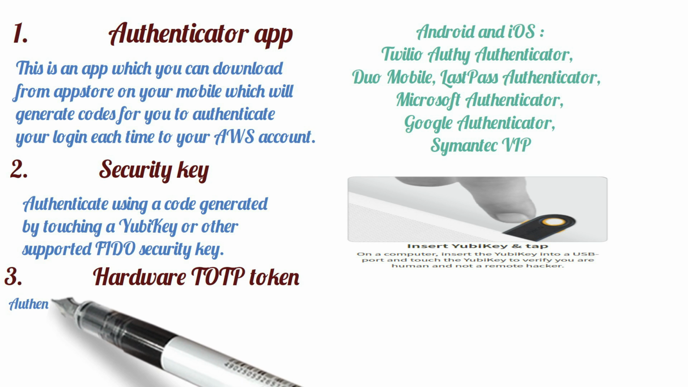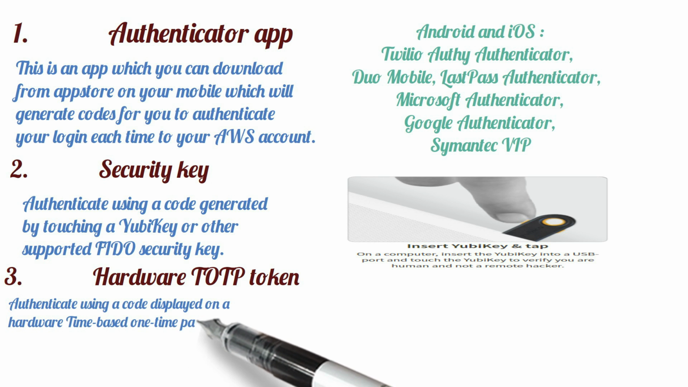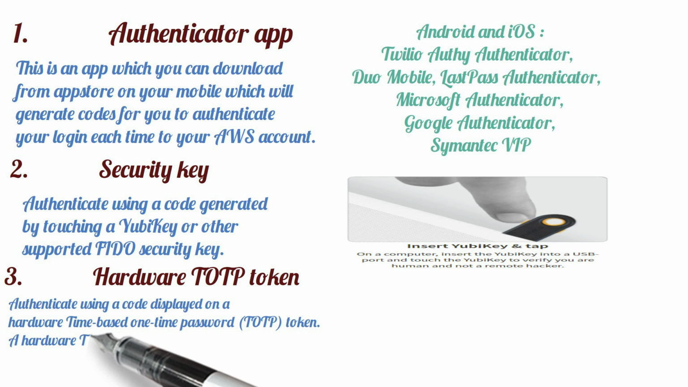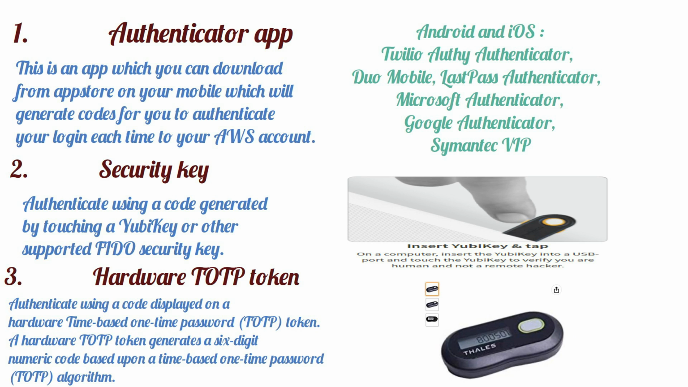Third one is the hardware TOTP token, which will authenticate using a code displayed on a hardware time-based one-time password token. A hardware TOTP token generates a 6-digit numeric code based upon a time-based one-time password algorithm. These are provided by Thales, a third-party provider. These tokens are for use exclusively with AWS accounts. You can purchase these tokens directly from Amazon or from the manufacturer as key fob or display card devices. You can see one of the devices displayed here.